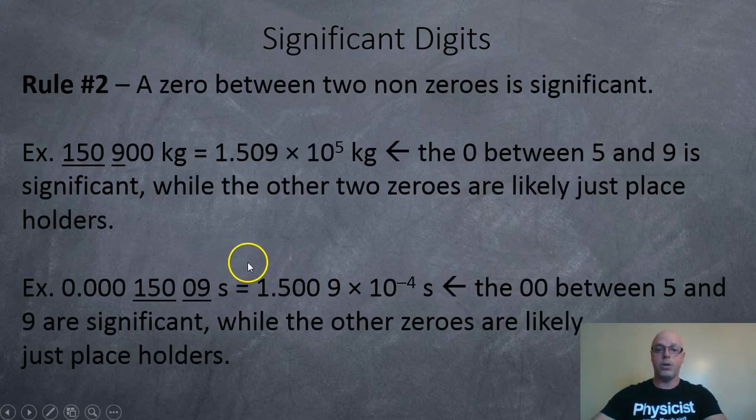Okay, next, a 0 between two non-zeros is also significant. So for example, 150,900 kilos. The 0 here between the 5 and the 9 is significant. We can't drop that. And when we rewrite it, we get 1.509 times 10 to the 5. If we accidentally did drop it, then we would have 159,000, which would be incorrect. Down here, the next example, 0.000150009. So these two zeros are between the 5 and the 9, so we definitely keep them. But we do drop the place-holding zeros at the beginning.